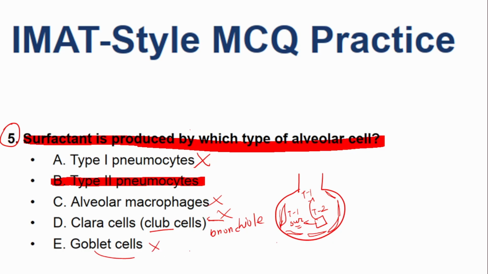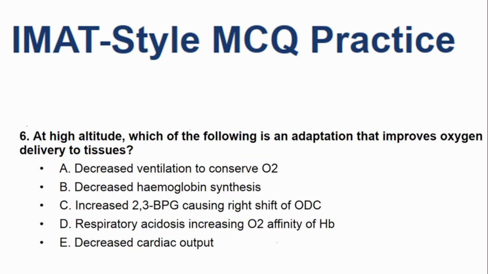A classic clinical tie-in to remember here is neonatal respiratory distress syndrome, where premature infants lack mature type 2 pneumocytes, leading to a severe shortage of surfactant and widespread alveolar collapse. With this cellular puzzle solved, let's keep pressing forward to our next question. Moving seamlessly into question number 6.